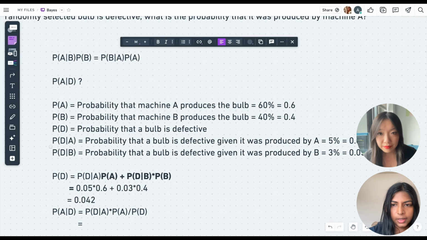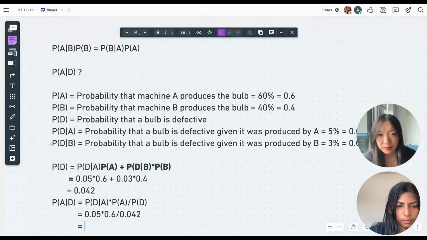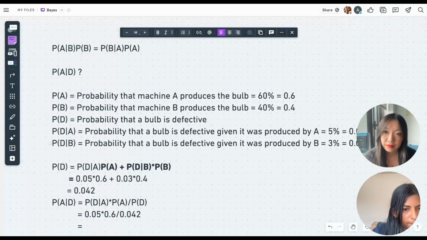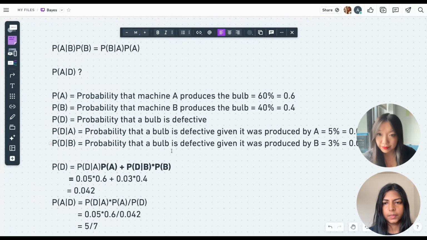So P(D|A) is 0.05 times P(A) is 0.6, and then divided by P(D), which we just calculated, is 0.042. And so if I do this calculation, that comes out to approximately 5/7. So that's our final answer. So we just calculated, given that a bulb is defective, what is the probability that it was produced by machine A.